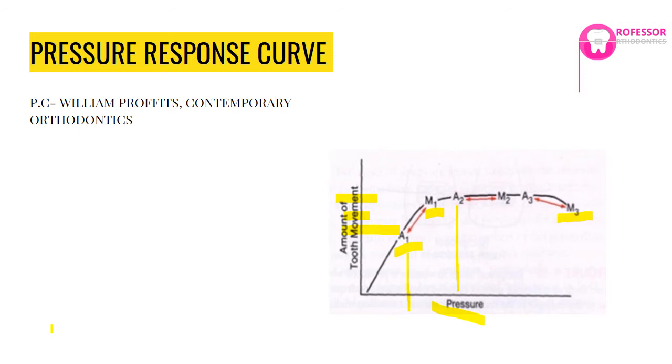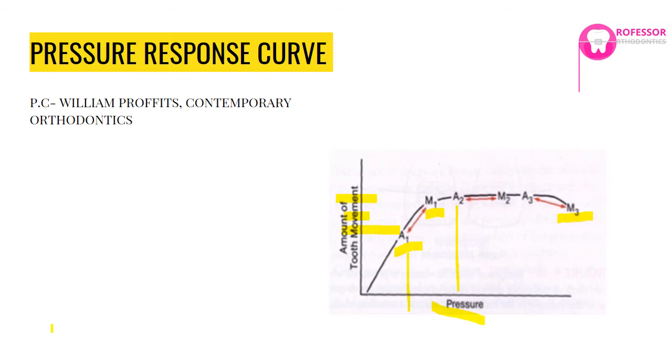Whereas in case of A2 M2, we can see that the pressure which is exerted on A2 has increased. Just compare it. Over here we have A2, the amount of pressure is somewhere in this area of the graph, whereas here on A1 you can see that A1 is almost half of A2. So because the amount of pressure exerted on the anchorage unit has increased, the anchorage unit has also moved.